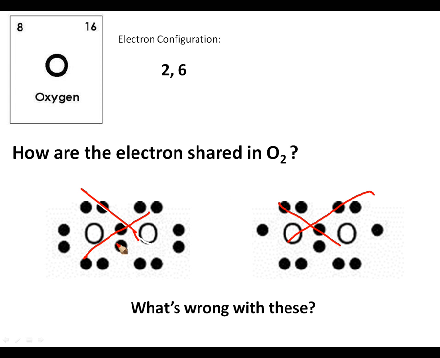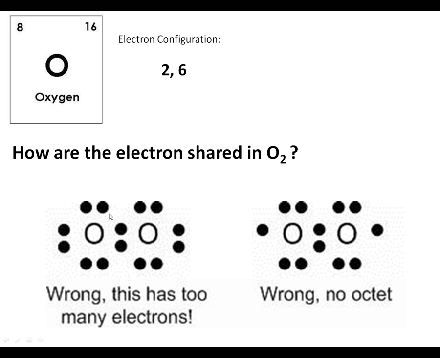So the thing that was wrong with this, we can't just add electrons out of nowhere. And the thing that's wrong with that one is they still don't have a full outer shell. So here we go, too many electrons, they don't have that octet, that full outer shell. And this is the answer.